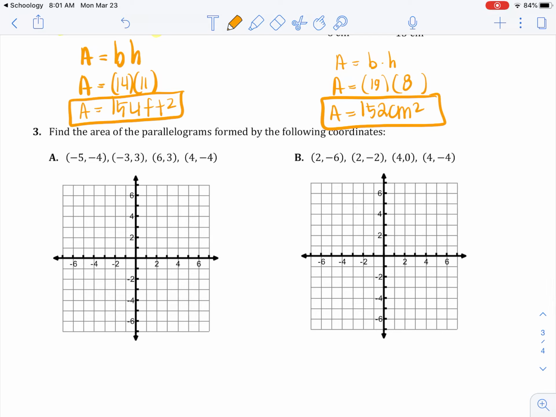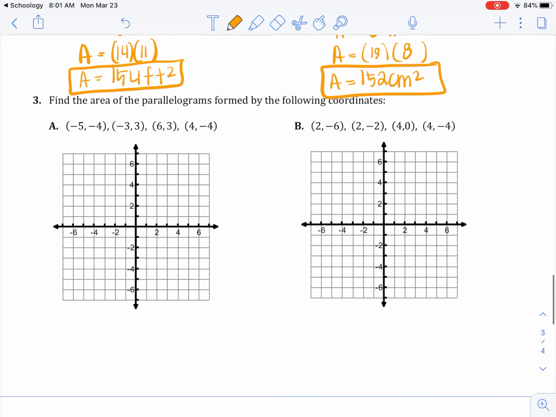Okay, so notice all that we have left is we're going to put our parallelograms in on graph paper. So you can go ahead and pause the video and do that, and then we'll do triangles. Okay, so graphing my points, I have -5, -4, -3, +3, 6, +3, and 4, -4. Go ahead and connect those 4 points. You can see that it's a parallelogram.